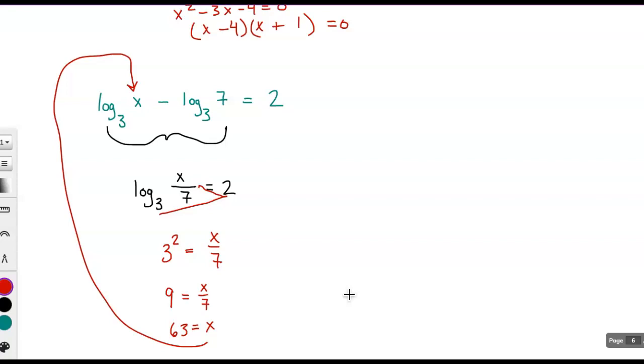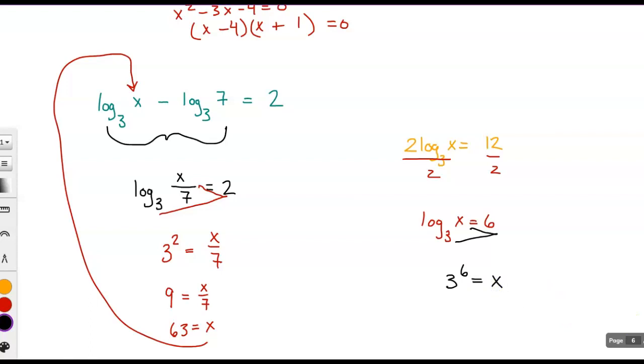Okay. Maybe one other thing I could see her doing would be something like putting a number in front of a log, like this. If that happened, you would divide both sides by 2, and you would get log base 3 of x equals 6. And then, again, you don't have a log on the right, so you would exponentiate. So 3 to the 6th equals x.